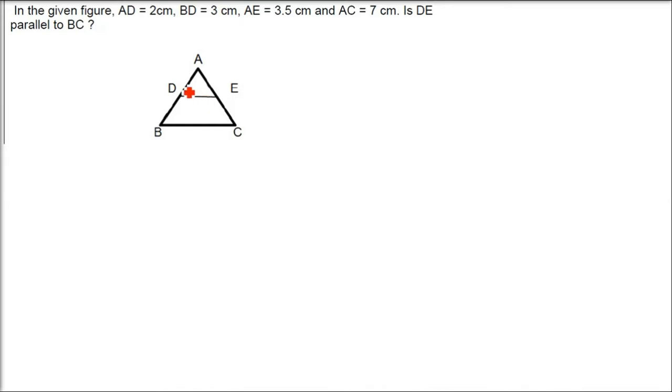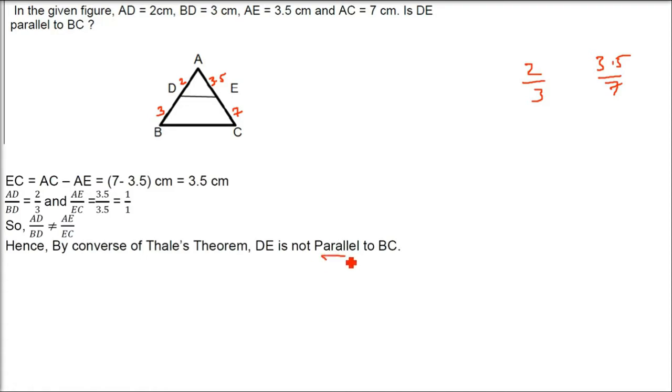In a given figure, AD equals 2 centimeter, BD is 3 centimeter, AE is 3.5 centimeter, and AC is 7 centimeter. Please remember, sometimes we just overlook the question. And what we understand is this is 2, this is 3.5, this is 3, and this is 7. So we tend to do what? Because there is a BPT theorem. BPT will come later also, we'll discuss that. So we take 2 by 3 and 3.5 by 7, and we see they are not equal, and so DE is not parallel to BC. But sometimes we make this mistake.